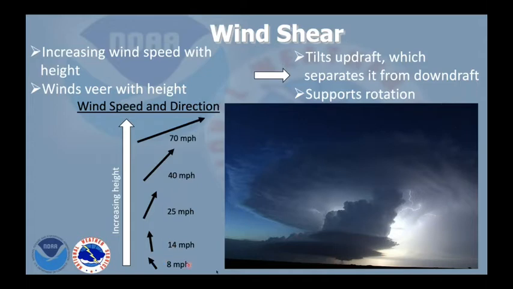This is a really good example of what wind shear looks like in the wild. You've got 8 miles an hour wind switching to 14 from the south, 25 from the southeast, or sorry, southwest, 40 miles an hour from the south-southwest, and then almost due west, 70 miles an hour. So you can kind of see that curvature as you go up in the atmosphere, and that'll help support a tilting storm like this. So at the surface, a little bit weaker winds, strong going vertically. And again, this is important because you need to separate the updraft from the downdraft.